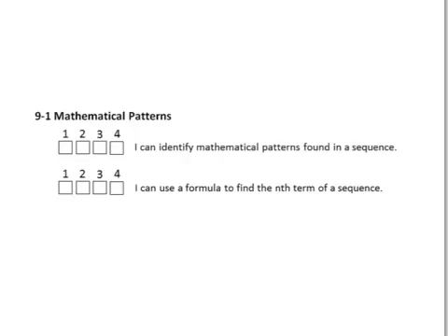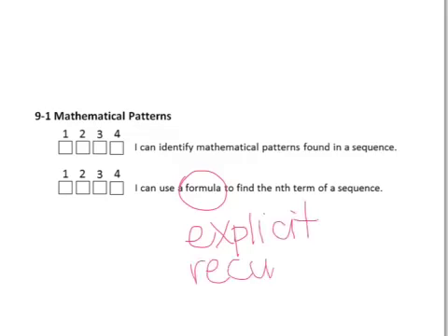Alright, you guys, we are now in Chapter 9. We're looking at Section 1, and we're going to discuss mathematical patterns. We are looking to identify the patterns found in a sequence, and we want to use a formula to find the nth term of a sequence. The main two formulas that we're going to be looking at are explicit formulas and recursive formulas.